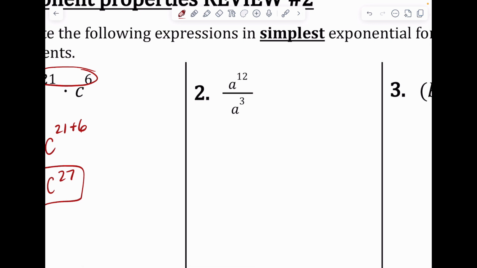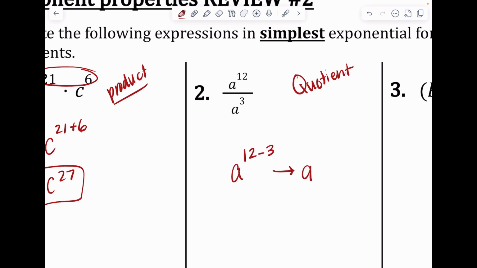So you know that with this, let's actually label these product, and then this is quotient. Okay, remember quotient, if they have the same base, you just take your exponents and subtract them, where I'm left with a to the power of 9.